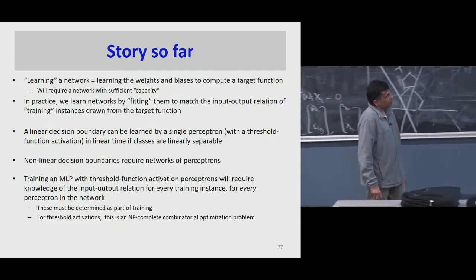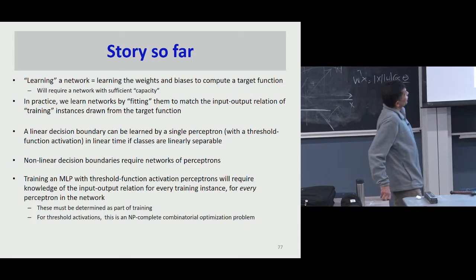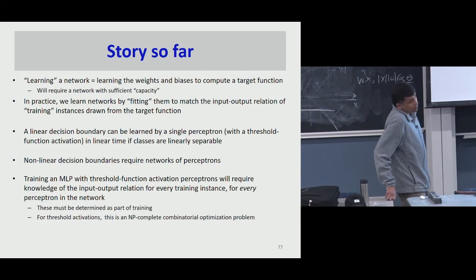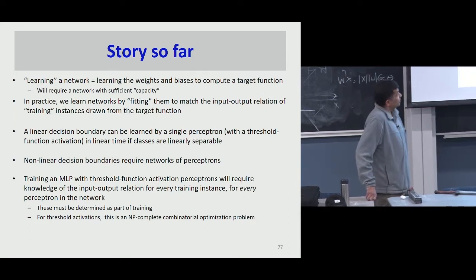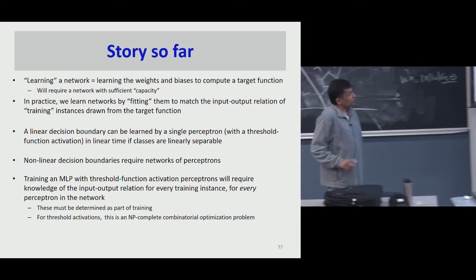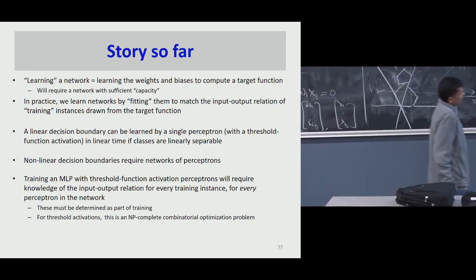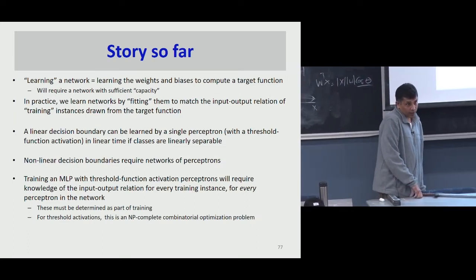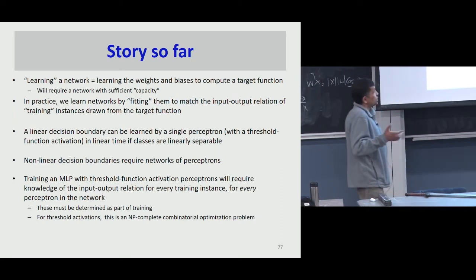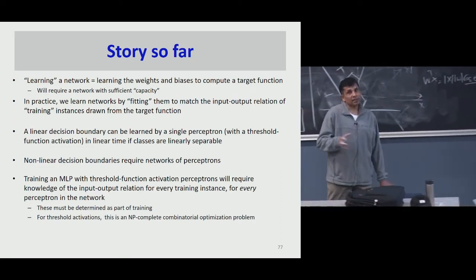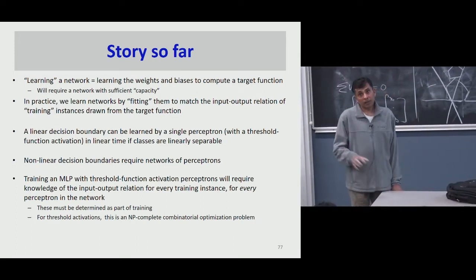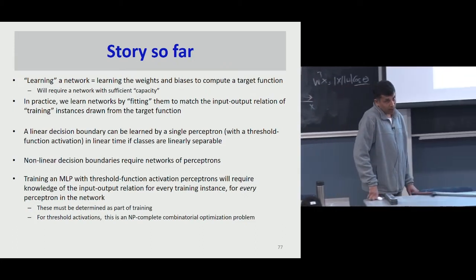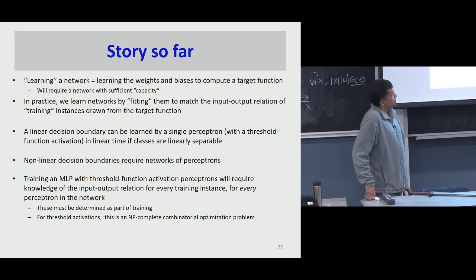so to summarize everything we've seen so far, learning a network is learning the weights and biases to compute a target function. In practice, you learn networks by fitting them to match the input-output relationship of a finite number of training instances. A linear decision boundary can be learned by a single perceptron with a threshold function activation in linear time if the classes are separable. Non-linear decision boundaries require networks of neurons. Training an MLP with threshold function activation perceptrons will require knowledge of the input-output relation for every training instance, for every perceptron in the network. And since you don't have this, these must be determined as part of training.